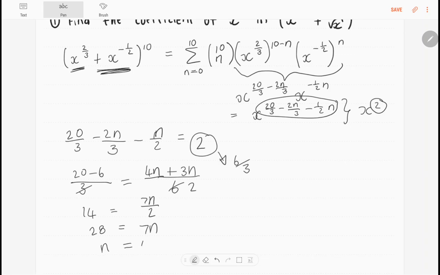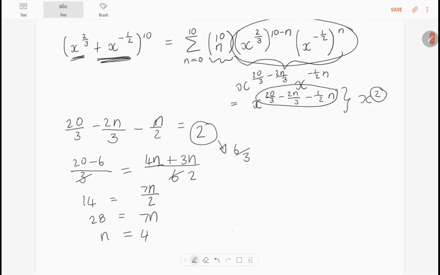So n equals 4. So in other words, when n equals 4, and we multiply these two terms, we get an x squared, and the coefficient of that x squared will be 10 choose 4. So the coefficient that we were looking for is going to be 10 choose 4. And that's it.